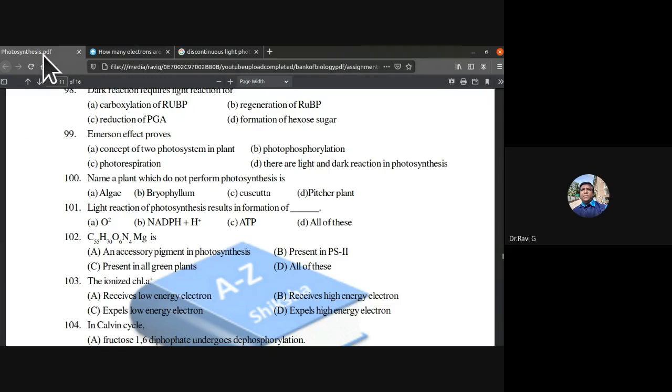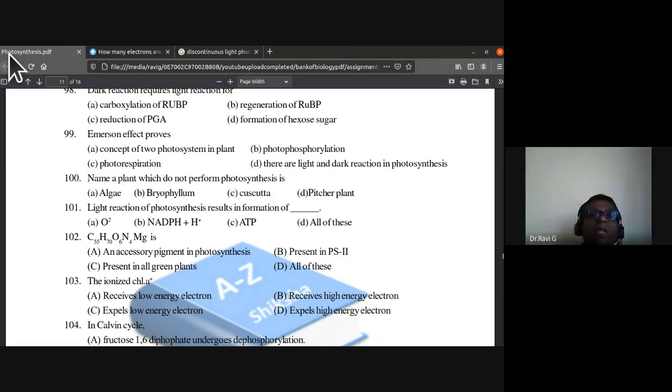So any doubts you have, dear students? Any doubts or clarification? So what we had a doubt, you got it cleared. How are we getting 12 electrons? 4 electrons are obtained during photolysis of water and 8 electrons are obtained during the formation of one glucose molecule. So totally it is 12 electrons. That is the answer. Any doubts you have, dear students?